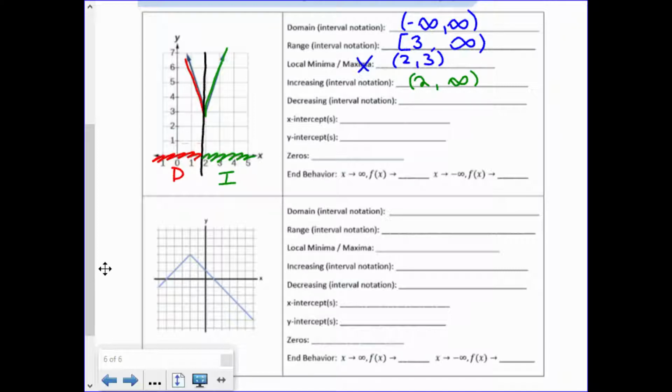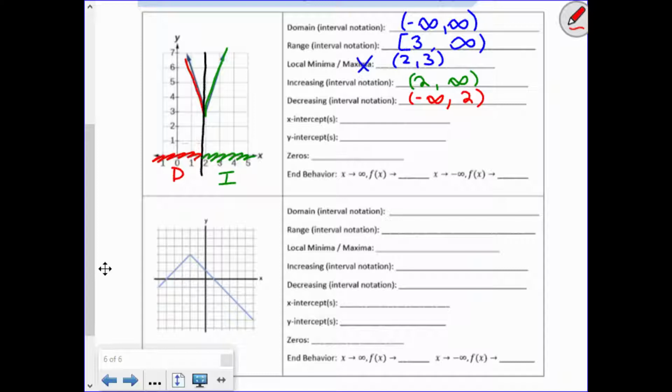And then decrease. Remember, we're reading our graph from left to right. Where does my decrease start? Negative infinity. And then it comes along like this. Where does it stop? 2. Because when you're actually at this point, you are neither increasing nor decreasing. You are standing still. Alright, any questions on increase, decrease? It's much simpler compared to what we did before with absolute values, just one of each.